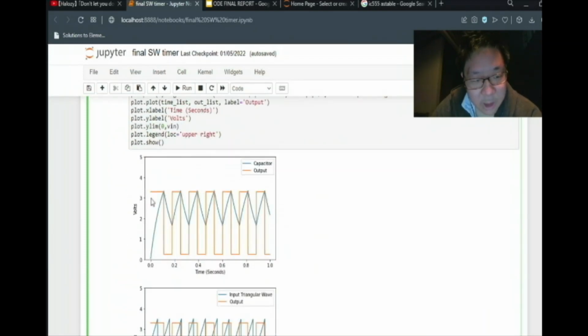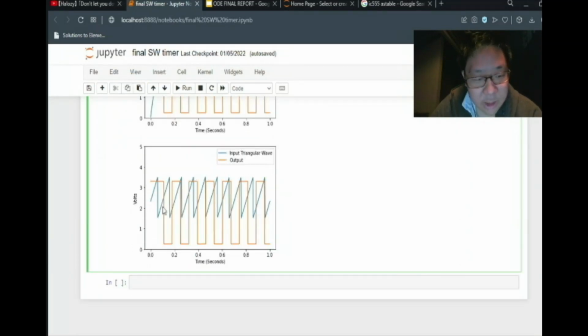In the first graph, the blue graph represents the value of the capacitor, and we see that it's a triangular wave, as we've seen from the schematic. The output is denoted by the orange lines, which is a square wave that has a maximum value of 3.3 volts and a minimum value of 0.25 volts.